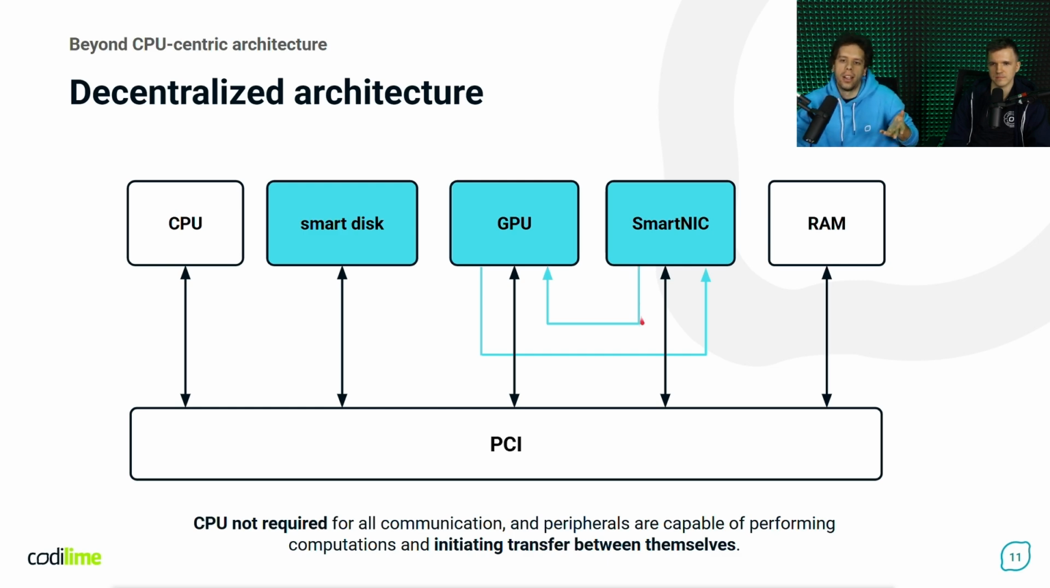of 4. One transfer is to the GPU, then the GPU makes a calculation, and then the result is sent back to the SmartNIC. And the same idea could be used for Smart Disk or any other accelerator that has this capability, and that frees the CPU to do other tasks at the same time.